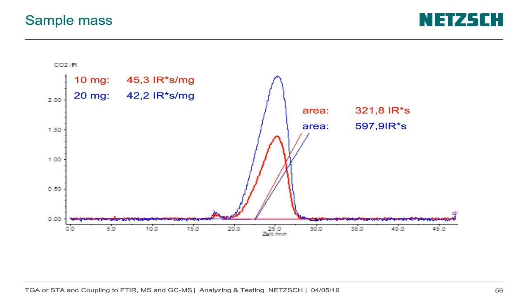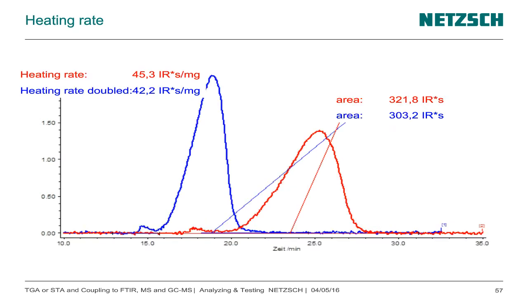And the third possibility is heating rate. With increasing heating rate, the area stays the same, because it's the same amount of evolved gas. Here we are in the time scale, and with a faster heating rate, this is the blue curve, the evolution is earlier.